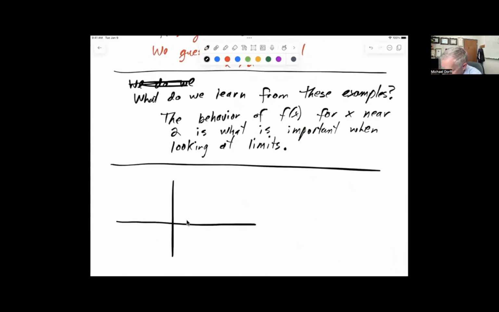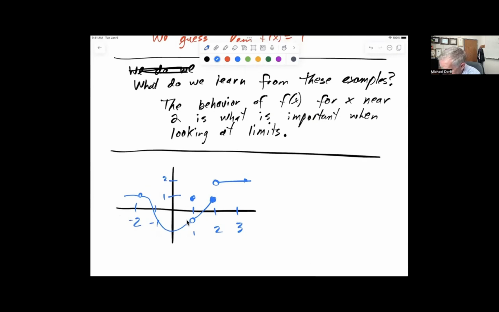Here's another example, a function that looks a little bit different. We're going to have this function, which looks like this, with a hole here. Here's going to be your value of 1, here's the value of 2, here's 1, x equals 2, x equals 3, this will be -1, and this will be -2. Okay, there's my graph of my function. It's really kind of a weird function, but that's what it is.